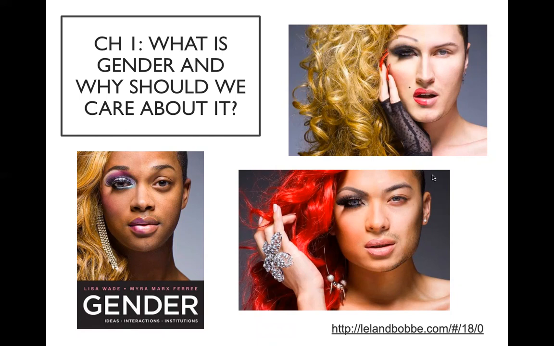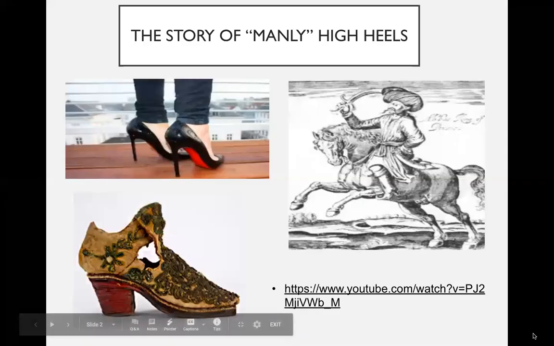And I think that part of the reason why the authors chose these photographs to highlight in their text is because this idea that gender is not as innate as we think that it is, and that it's socially constructed, that idea is really key in the discipline of sociology. And so we're going to talk about that more in this first chapter.